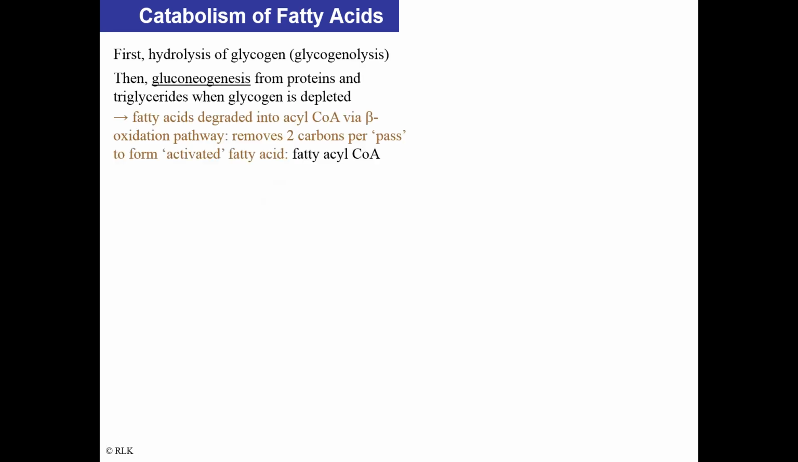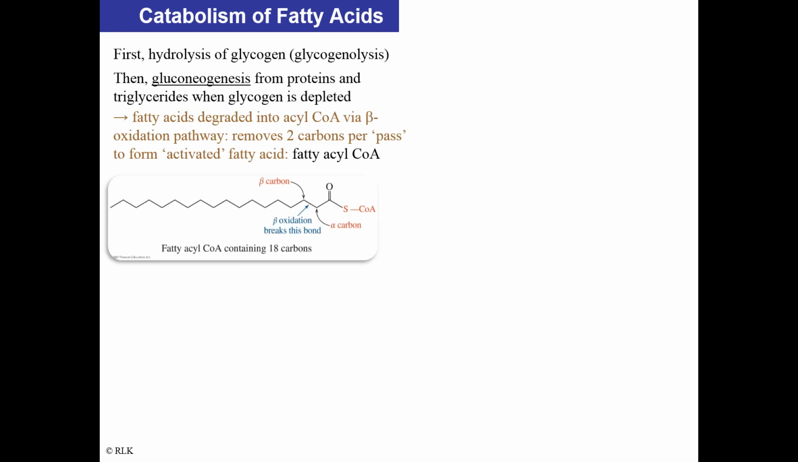All right, so we're doing pretty good. We're almost through it. We got to get through the catabolism of fatty acids now, because fatty acids can be used for energy. So, and how does this even happen? Well, first, there's always going to be hydrolysis of the glycogen, okay? Generally, they call that glycogenolysis. You have gluconeogenesis from proteins and triglycerides when glycogen is depleted.